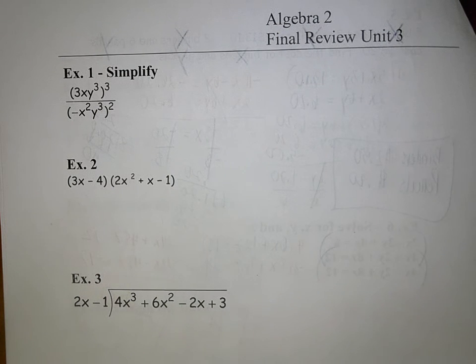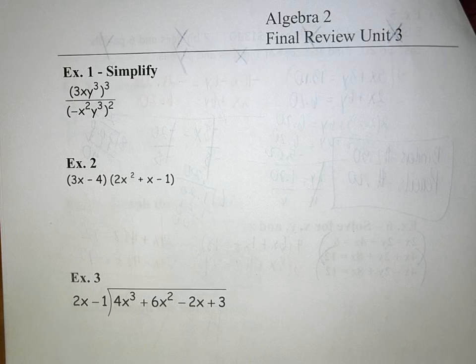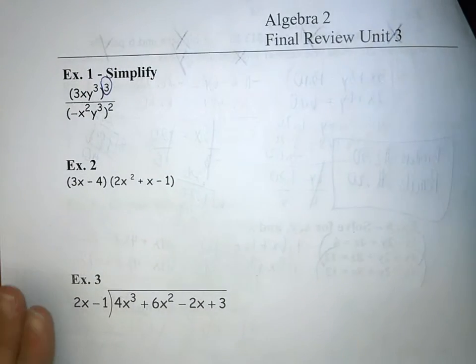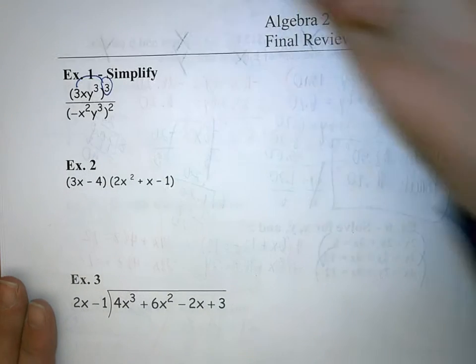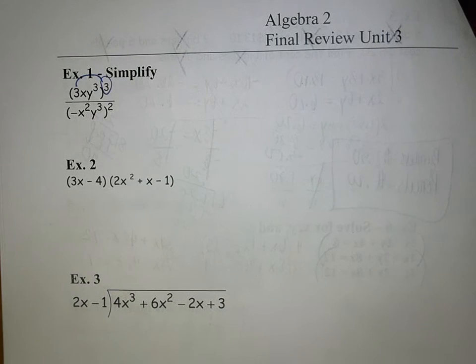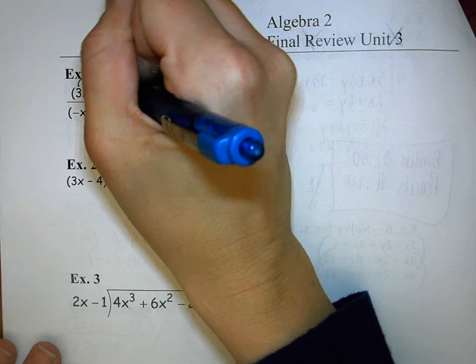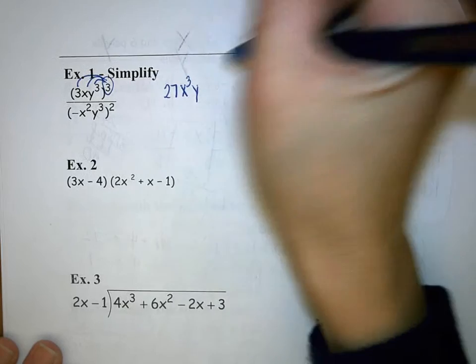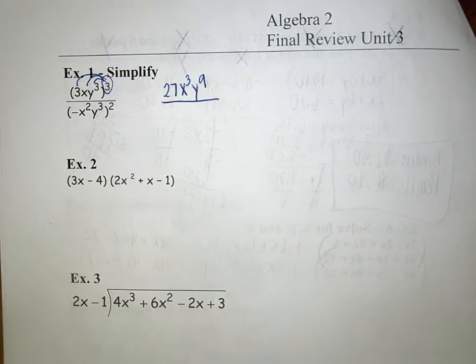Final review unit 3. So example 1. Who remembers what you do with an exponent outside like that? Good. It's saying that this 3 goes to everything inside. If something doesn't have an exponent, it has an exponent of 1. Okay, so this is going to end up being 3 to the third power, which is 27. Okay, and then we're going to have x to the third power and y to the ninth power. Powers to powers, you multiply.